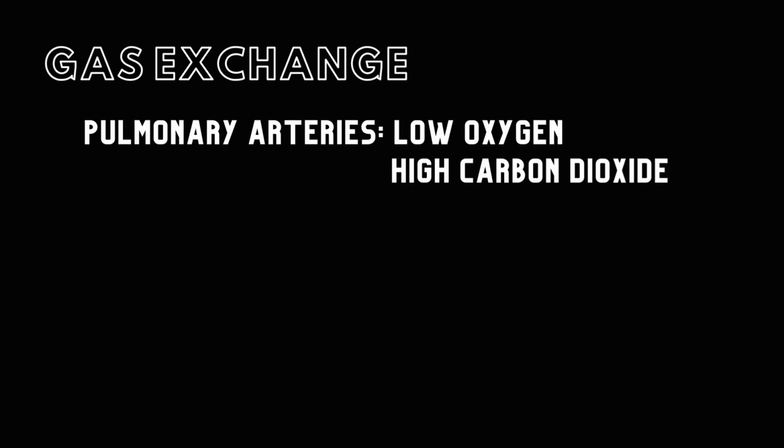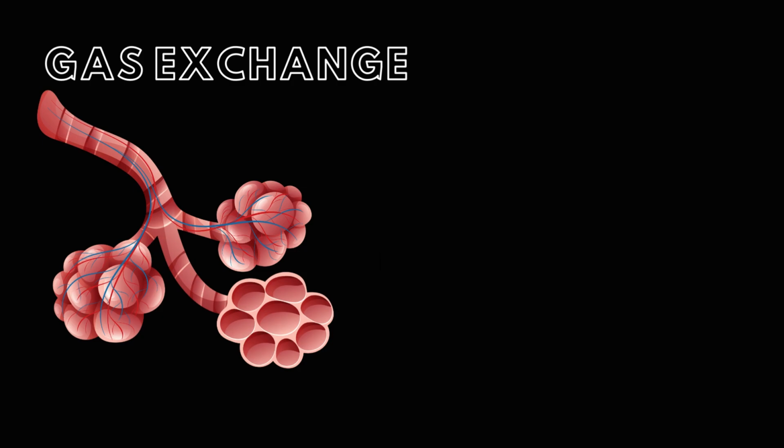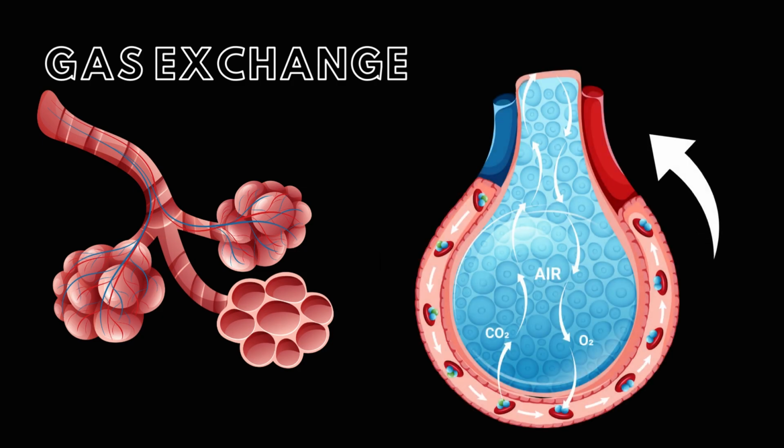Again, these gases move down their concentration gradients, so here oxygen diffuses from the alveoli into the pulmonary capillaries, while carbon dioxide diffuses from the alveolar capillaries into the alveoli. What happens when this elaborate process of gas exchange is hindered?